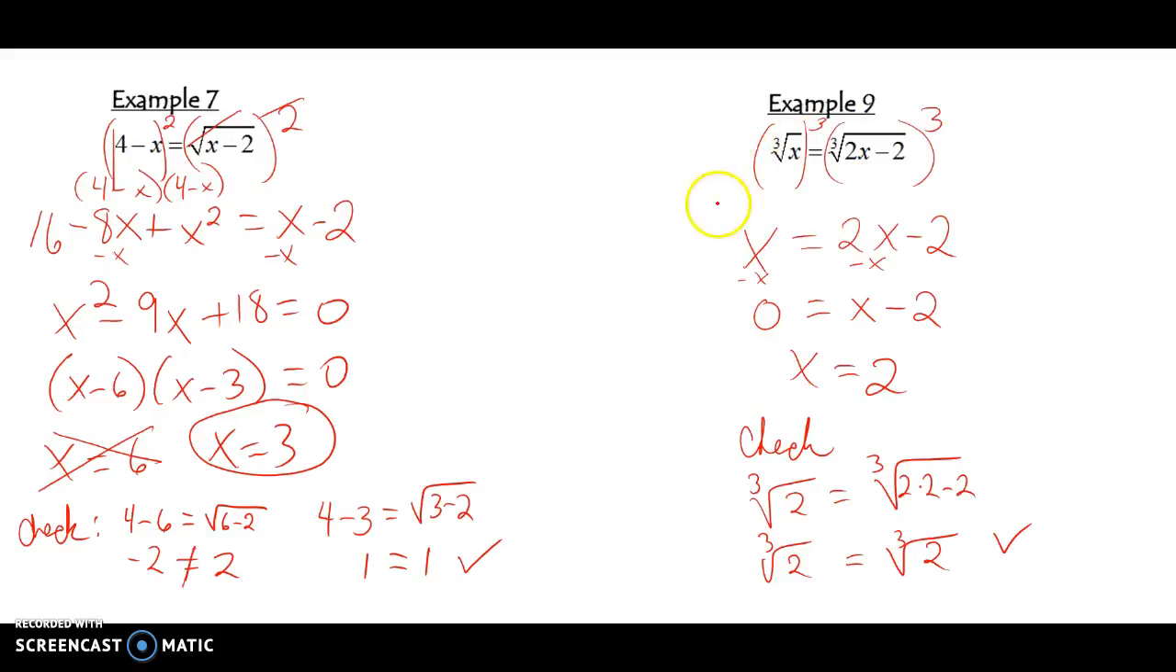Alright, so you check your work on example 9. To get rid of that cube root, you had to raise the whole equation to the third power. So you end up with x on the left equals the quantity 2x minus 2. So we have this simple linear equation to solve. Subtract your x, and you get x equals 2. Check your work, make sure it makes this true, and it does make it true, so your answer is x equals 2.